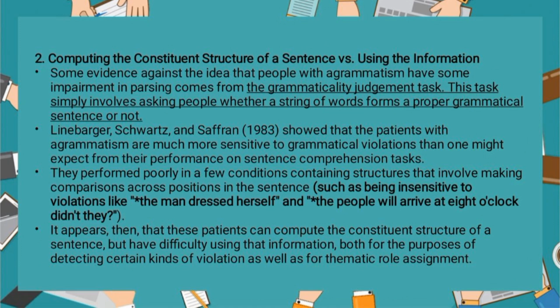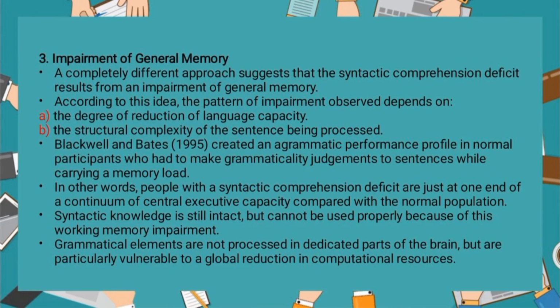Number 2, computing the constituent structure of a sentence versus using the information. In number 2, people with agrammatism can spot grammatical errors, suggesting they understand sentence structure. However, they struggle to use this knowledge to understand the meaning of complex sentences. Number 3, impairment of general memory. This theory proposes that problems understanding grammar in people with language impairments are not due to a specific grammar issue, but rather a general memory problem.